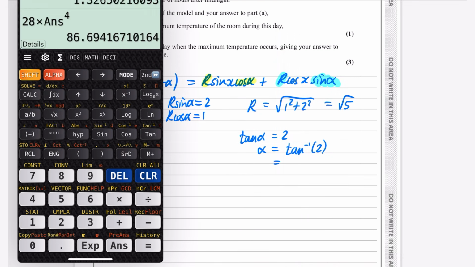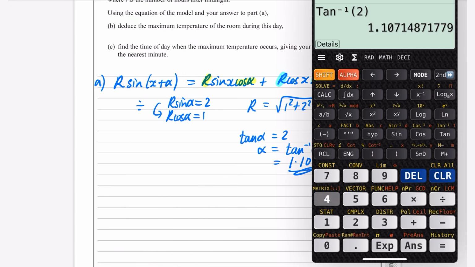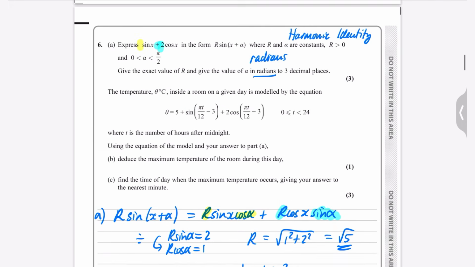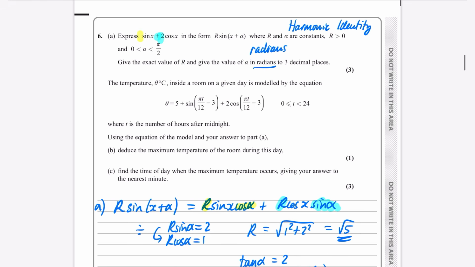So let's go back to the calculator. We are going to just shift my calculator to radians, and then I'm going to clear this. I'm going to do the inverse tan of 2 to 3 decimal places. We get 1.107. So because they want it in that form, I'm just going to finish off by actually writing it in that form. No, it just says give the exact value of r and the exact value of alpha. So we've actually done enough. We don't even need to write it in that form.